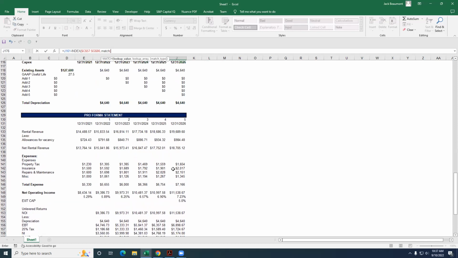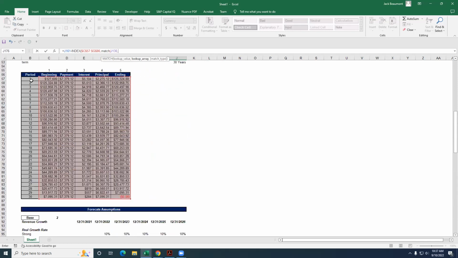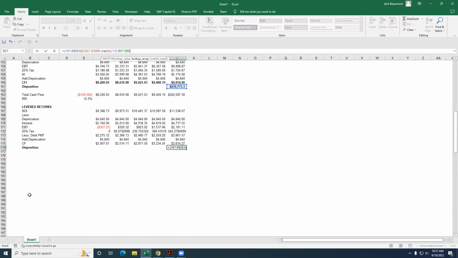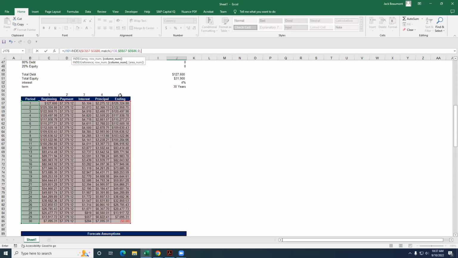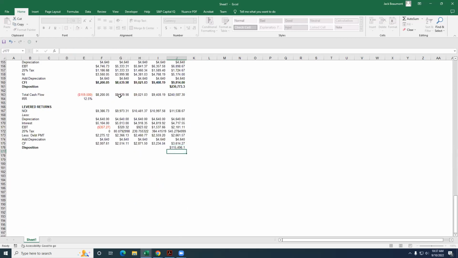Match. I want it to match that with this. I want an exact match, and I want it to reference the fifth column, the ending amount. Okay, so that's how much we get after the debt's paid back and we get our money from the sale of the asset. So right now you're probably looking at this like the other way sounded like a better deal, but you'll see in a second.